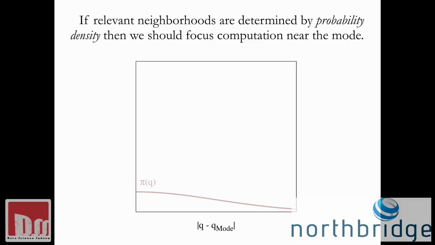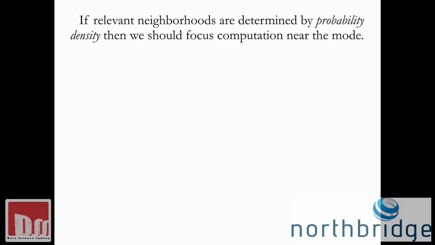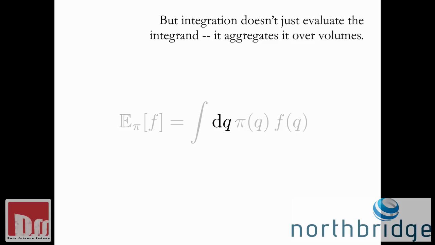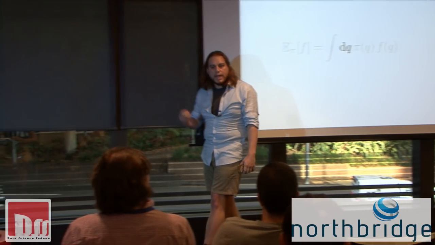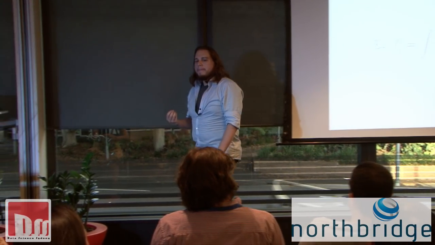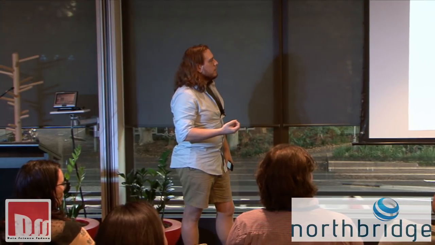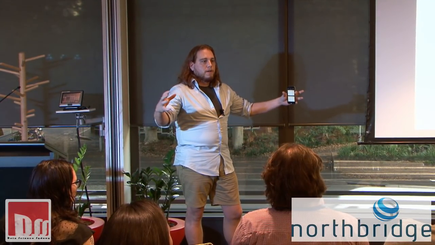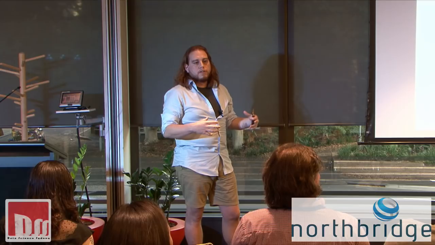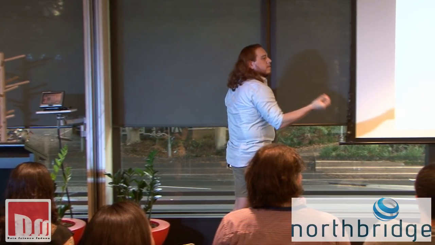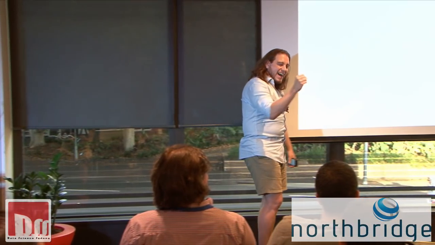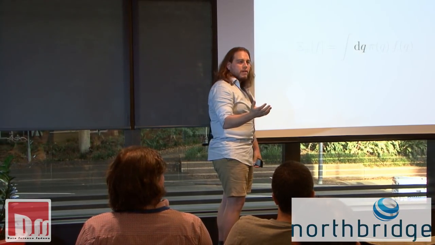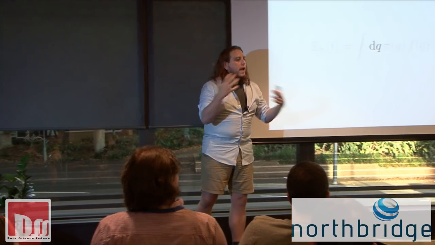But when I do that, I forget something very critical. And that's that integration is not just about evaluating an integrand. It's about averaging an integrand over a volume. Right? This DQ is not just a notational device. This DQ is telling me something about how I have to weight those integrand evaluations. Right? I can have a very small value of the integrand, but if it's distributed over a very large volume, that's going to lead to a much larger overall contribution. If I have a very large value of the integrand, but it's concentrated in a very tiny volume, that's not going to lead to a very large contribution. Right? So I need to weight these two contributions.